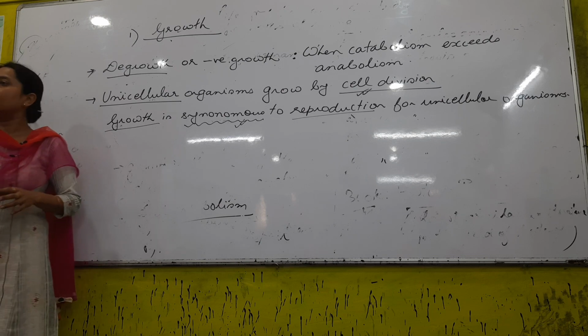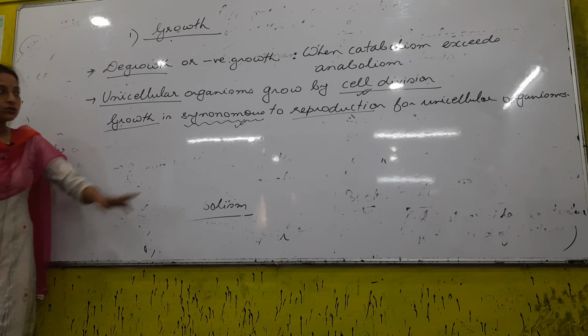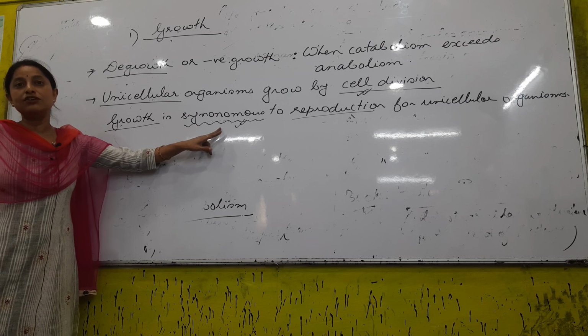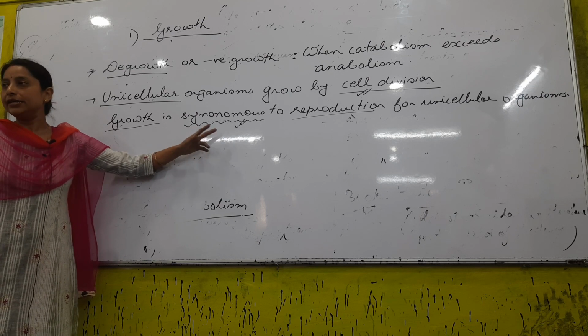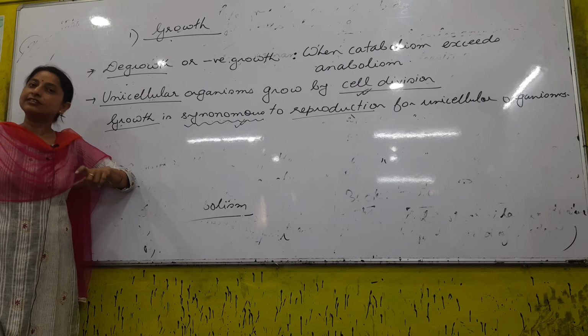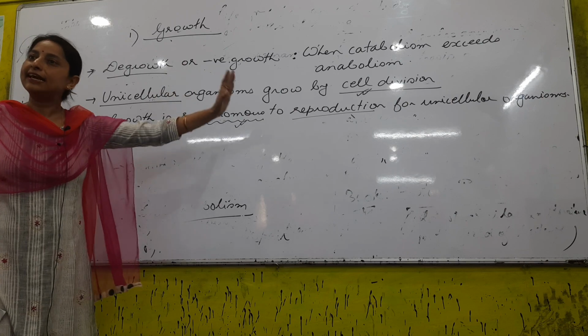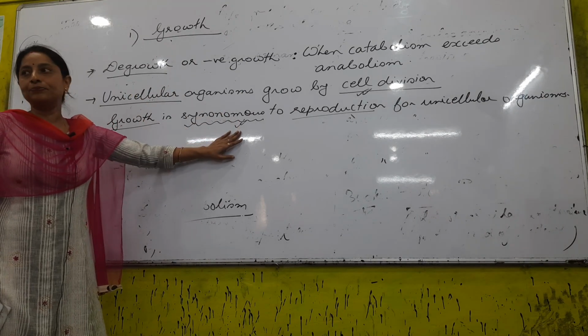What does that mean? Again, cell division. Are you understanding the point? When a bacterium divides, it forms two. This process we can call growth, and we can also call reproduction. So we have used a word called synonymous. Synonymous means the same. In unicellular organisms, growth and reproduction are the same. Growth means cell division. Reproduction also means cell division. Is this point clear?